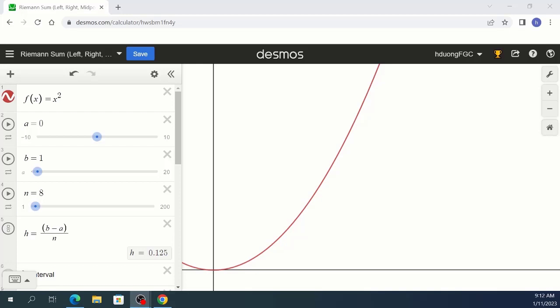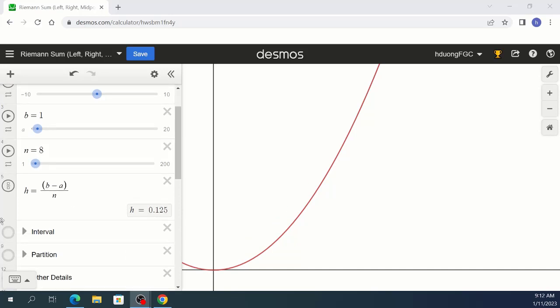So this is the picture for that function f of x equals x squared, right? And we only need to look at that portion right there. We don't need to look at the entire area. Now the interval is indicated right here. Those values I have here, that's the interval. So the start of the interval is at 0 and the end of the interval is at 1.